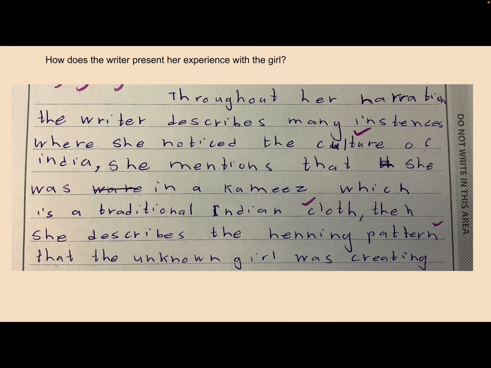All of the examples in this video were answering the question, how does the writer present her experience with the girl in An Unknown Girl? So let me read this one. Throughout her narration, the writer describes many instances where she noticed the culture of India. She mentions that she was in a kameez, which is a traditional Indian cloth. Then she describes the hennaing process that the unknown girl was creating.